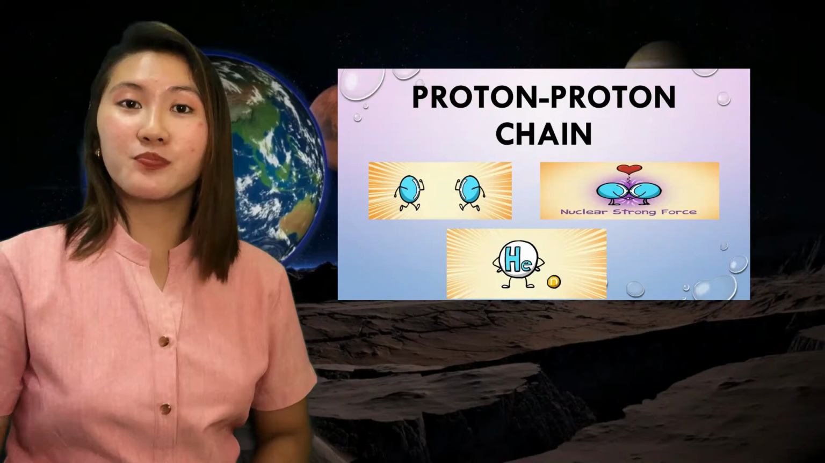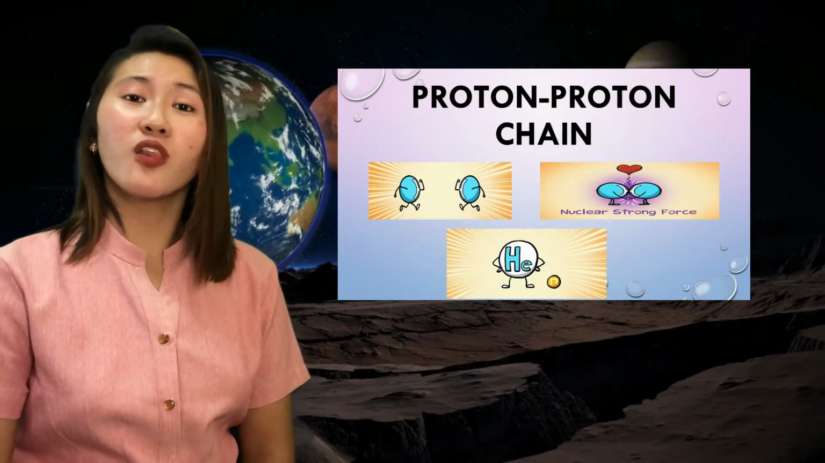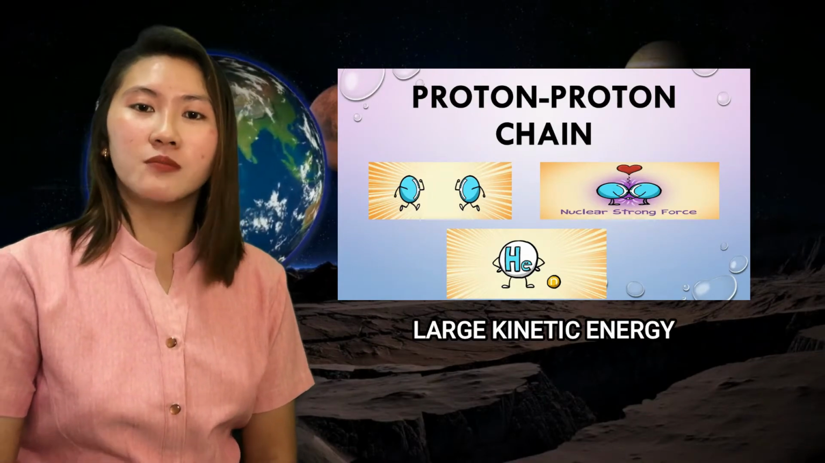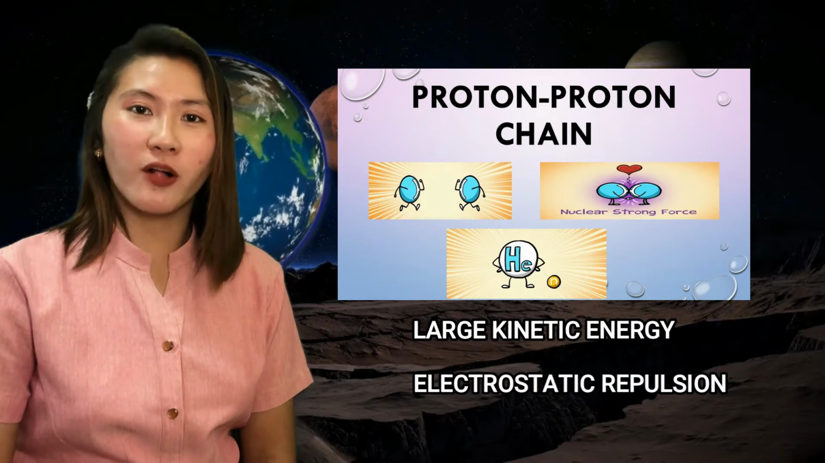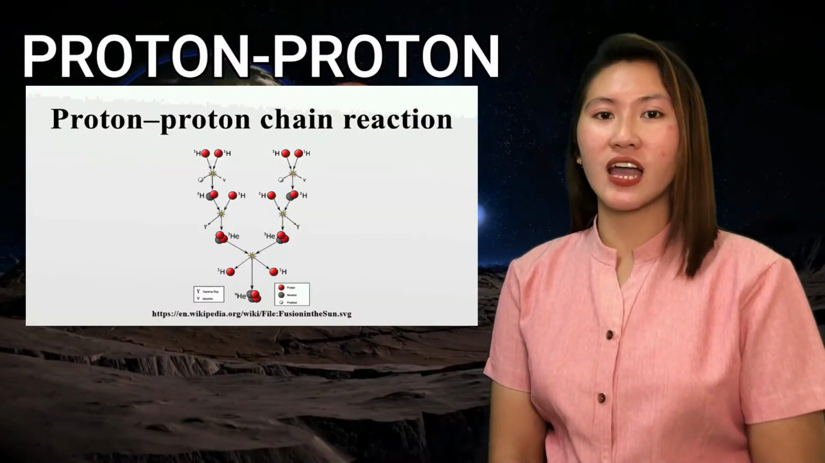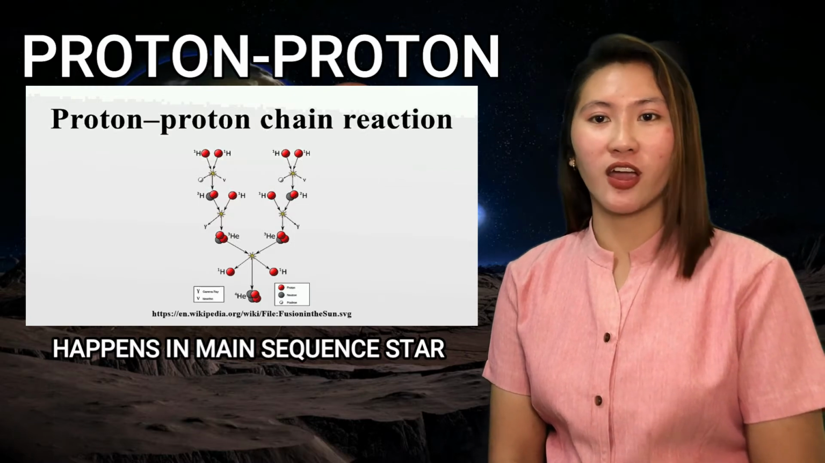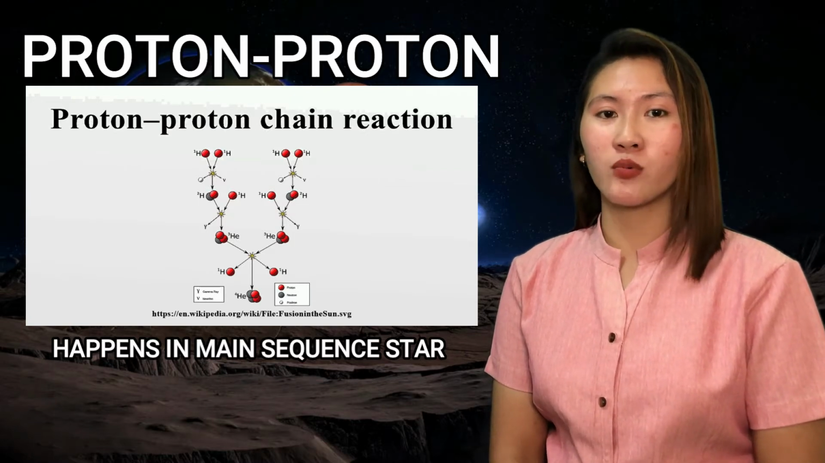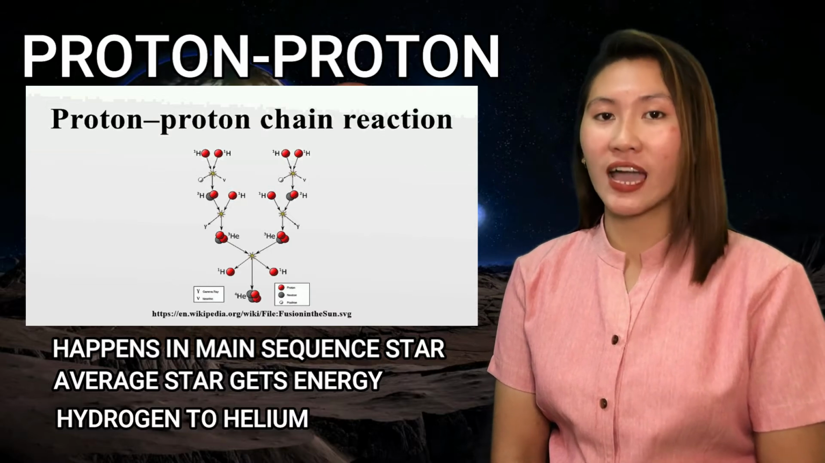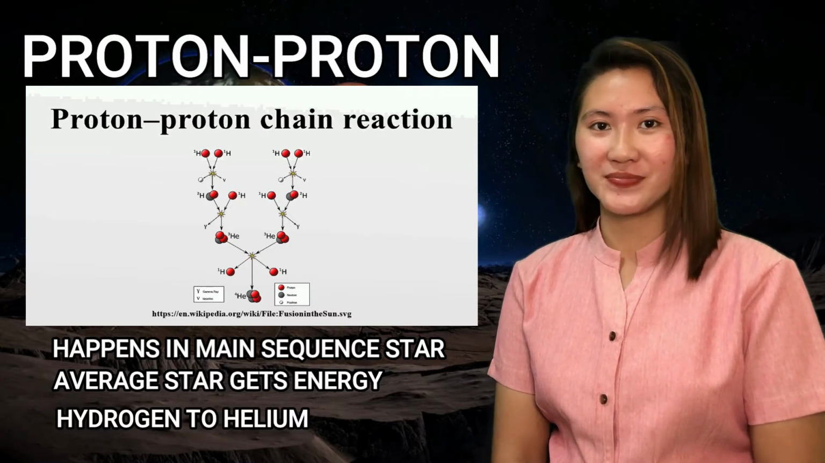Are you done? Very good, science-minded learners. The proton-proton chain happens due to the large kinetic energy of protons that overcomes their electrostatic repulsion. Proton-proton chain reaction happens in main sequence stars. This is the process by which an average star gets its energy and converts hydrogen into helium.